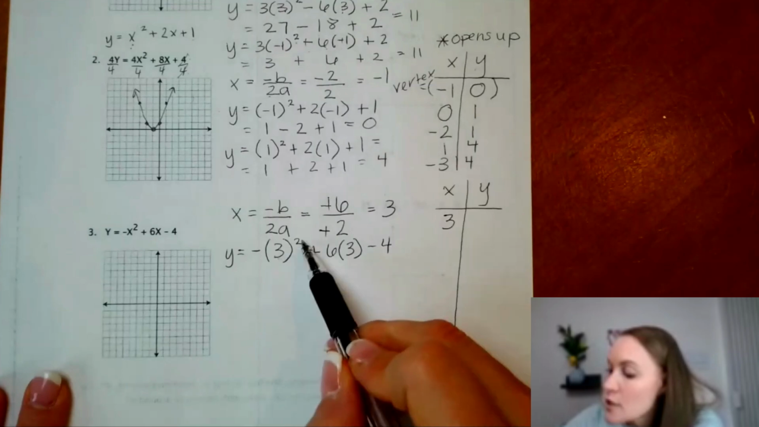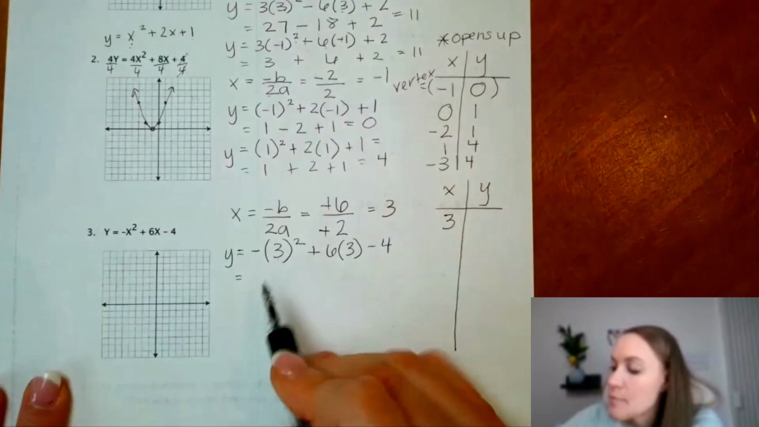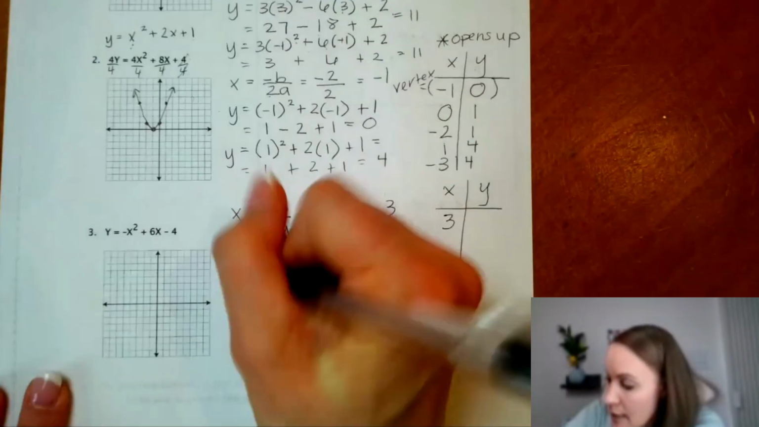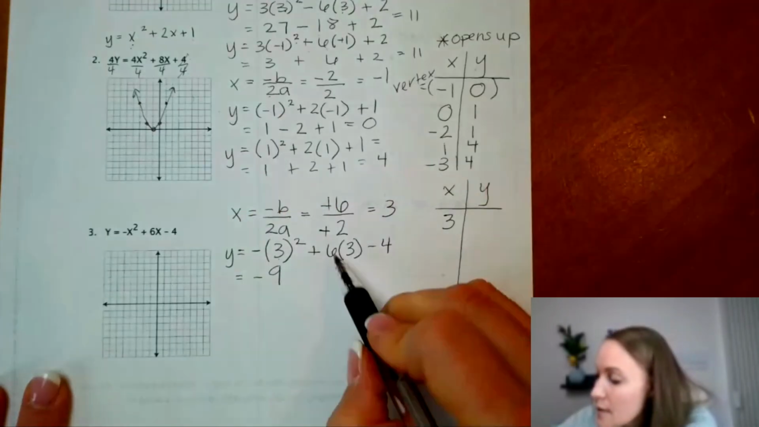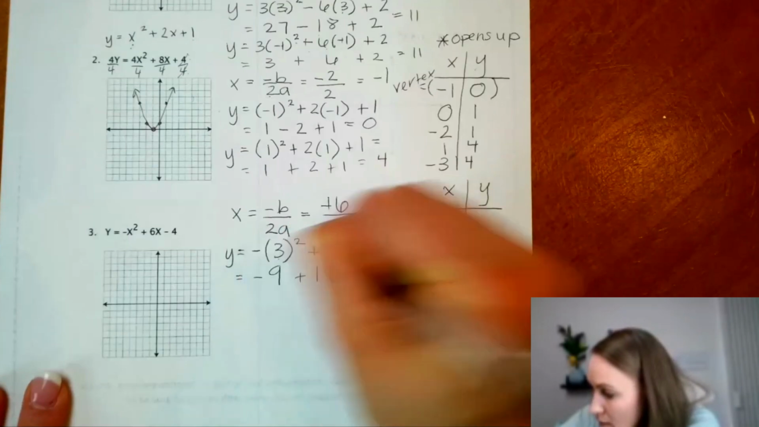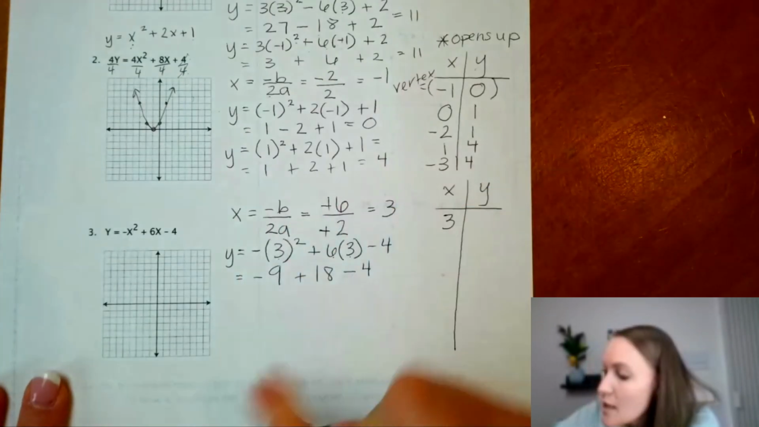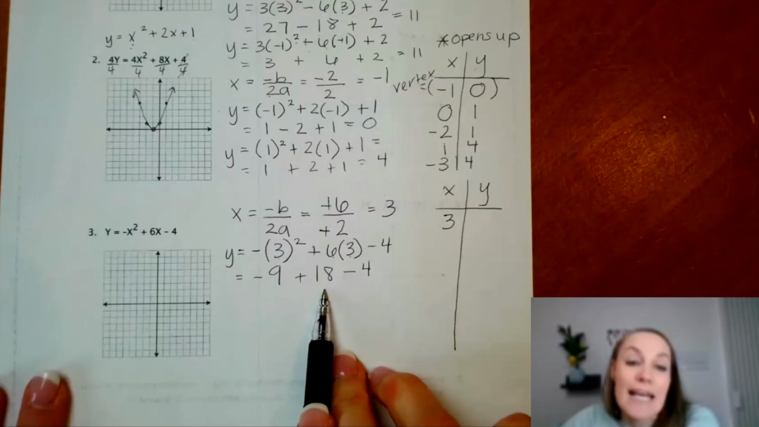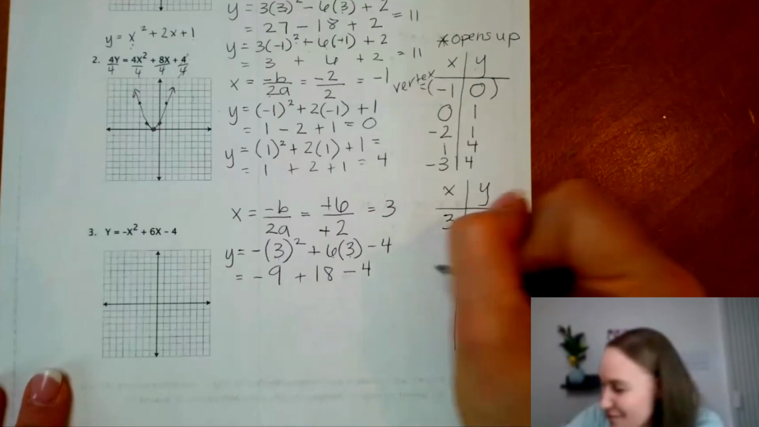So I have 3 squared equals 9 times the negative on the outside is -9. And then I have 6 times 3 is 18. So plus 18 and then minus 4. So -9 plus 18 is +9. +9 minus 4 is 5.